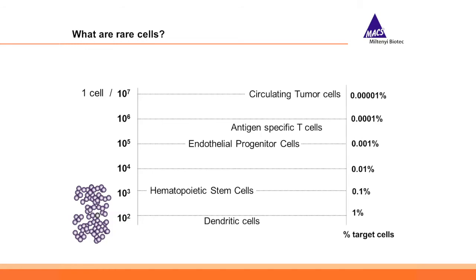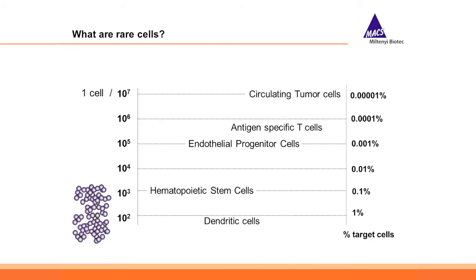So before I talk about how to do the analysis, I just would like to define what rare cells actually are. Rare cells, you usually start here around 1 or 2% of frequency in your sample. One example are dendritic cells. So 1% means, in other words, and you sometimes come across this nomenclature, that you have one target cell in 10 to the 2 total cells.